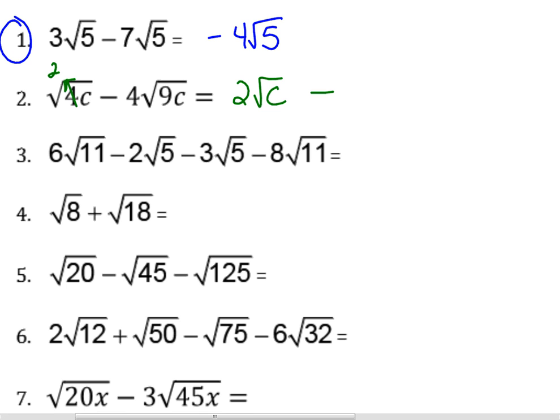Okay, square root of 9. What's the square root of 9? 3. So if we're taking the root 9 out and making it 3, what do we do with the 3 and the 4? Multiply them. So minus 12 root c. Now can we combine these? Yeah. 2 root c's minus 12 root c's. How many root c's do we have? Negative 10 root c. On a side note, can c be anything we want it to be, or are there any restrictions on c?